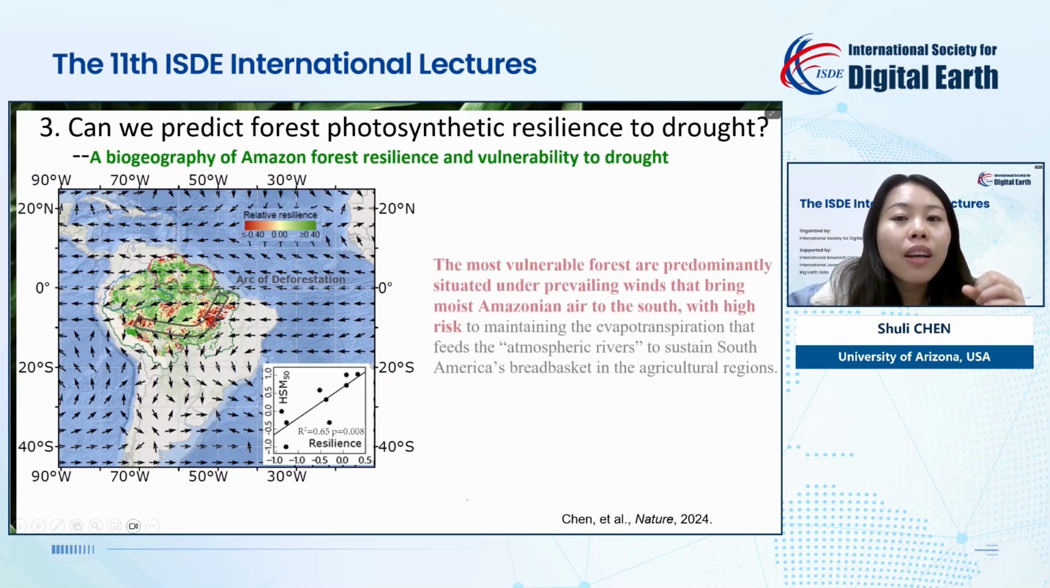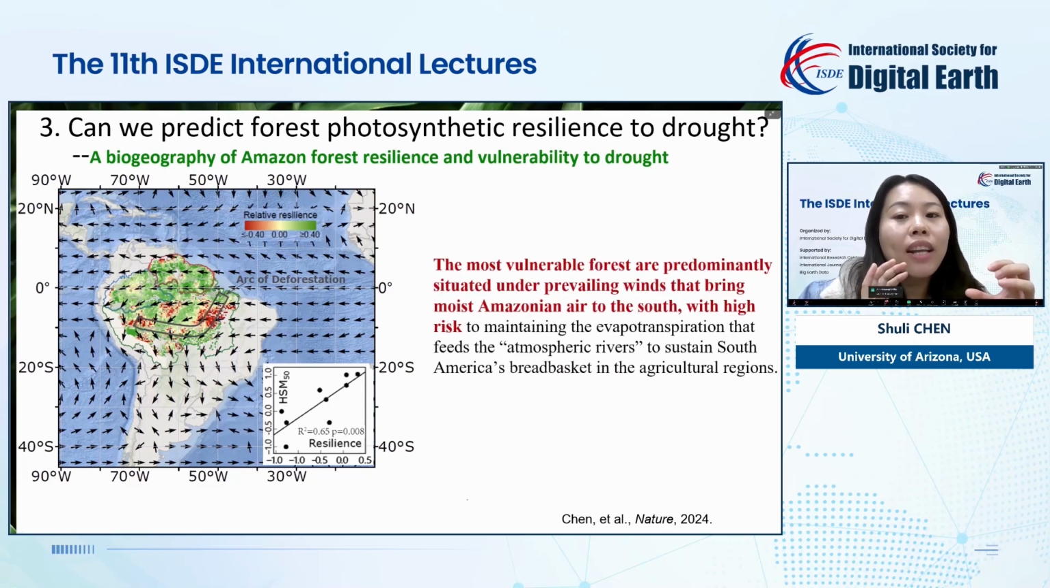And this region is also situated under the prevailing winds that bring the most Amazonian air to the south, with high risk to maintaining the evapotranspiration that feeds the atmospheric rivers to sustain the South America breadbasket in agriculture.